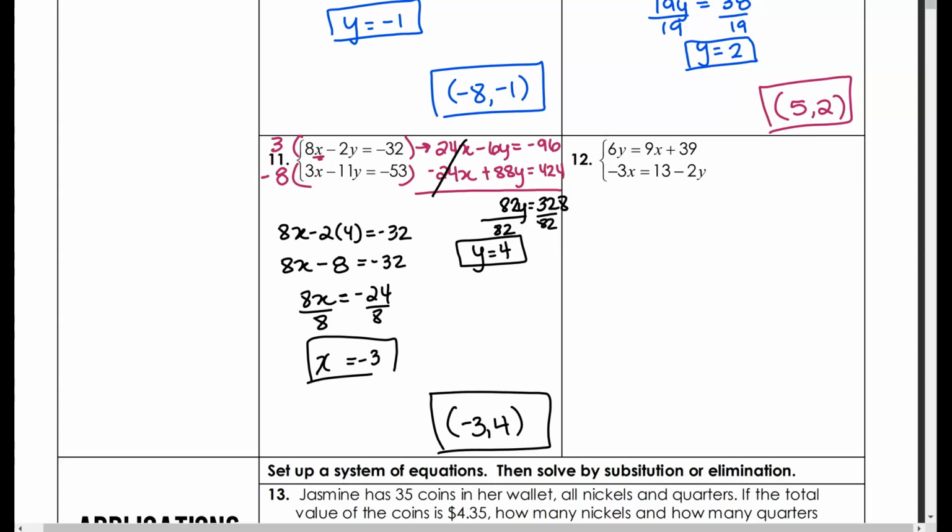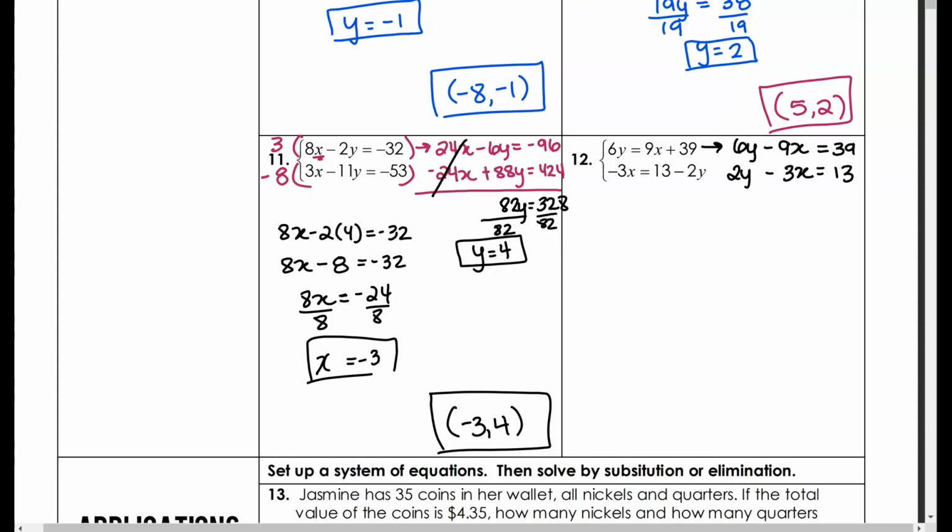So I'm going to pick a variable. Notice that these equations are not lined up. So I'm going to go ahead and put all the variables on one side and leave the constant on the other side. So I'm going to change this equation to be 6y minus 9x equals 39. And so then this would be 2y minus 3x equals 13. So I'm going to pick a variable to get rid of. So let's go ahead and pick the x value.